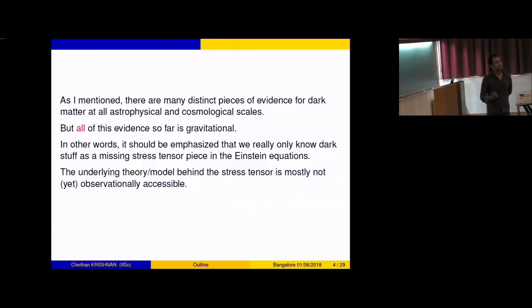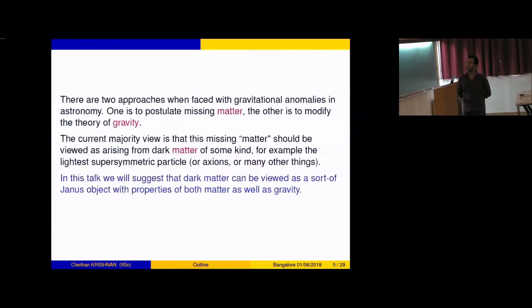So if we can somehow manage to explain that in one way or another, we are sort of done. The underlying theory model behind the stress tensor is mostly not yet observationally accessible, and one of the ways in which we try to get access to that is by making direct detection experiments, for example. There is a lot of contradictory data in that department, but I think it is safe to say that there is no consensus that an actual confirmed direct detection has been made yet. So that's the status.